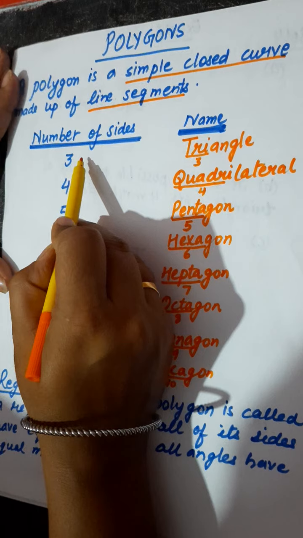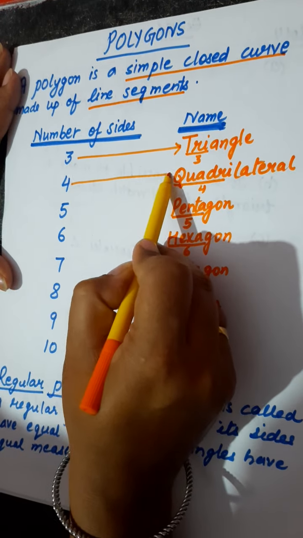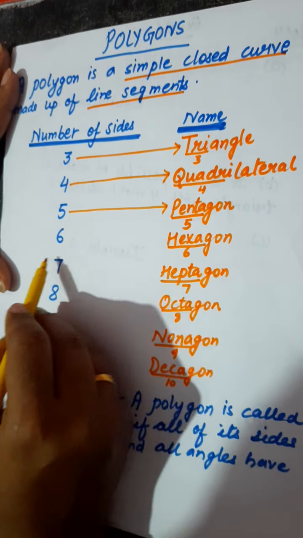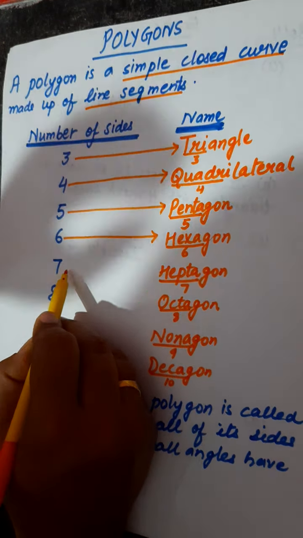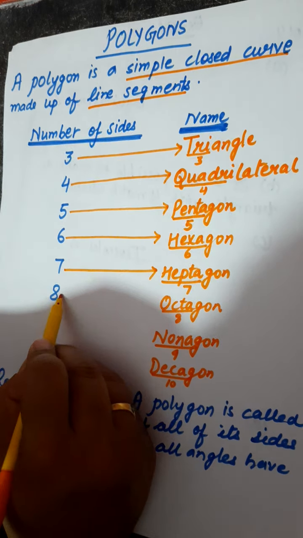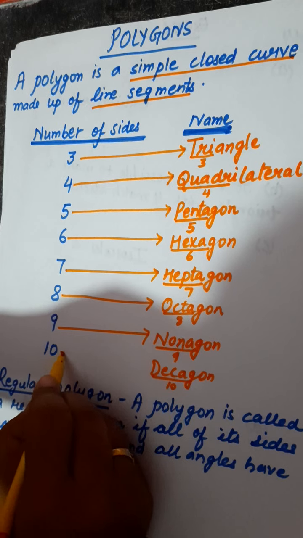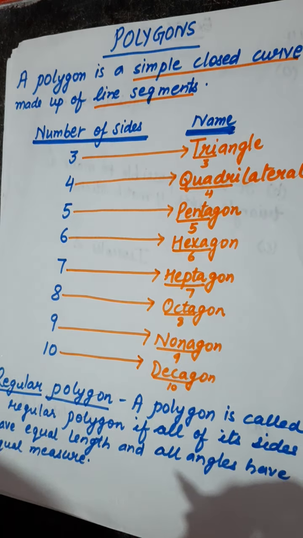Means if the number of sides is 3, then the name of the figure is triangle. If the number of sides is 4, then it is quadrilateral. If the number of sides is 5, it is pentagon. If the number of sides is 6, it is hexagon. If the number of sides is 7, then the name of the shape is heptagon. Similarly, if we have 8, then octagon. If we have 9, nonagon. If we have 10 sides, then the name of the shape is decagon.